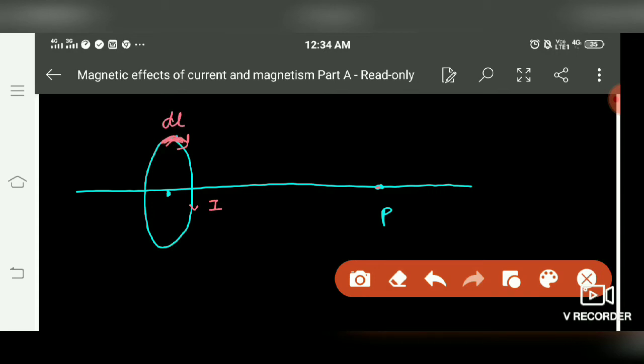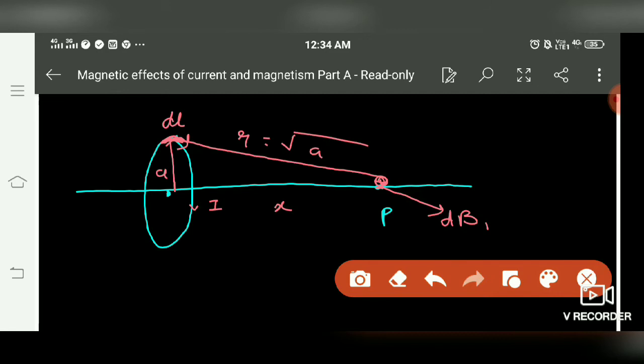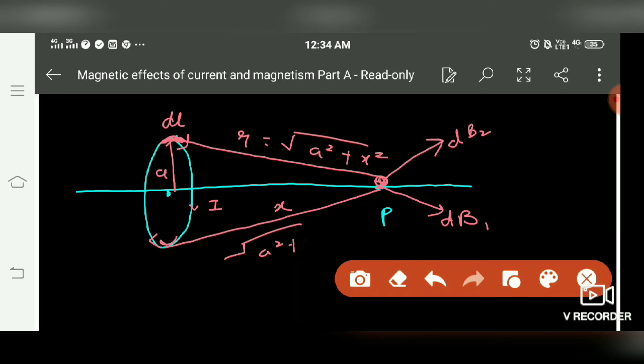Now due to this small current element, the magnetic field is in this direction. This is dB1, and let this distance be a, and let the distance be x. So this is r. r is equal to what? Under root of a square plus x square. Similarly, if we consider this current element, again the field is in this direction, dB2. Again this distance is under root of a square plus x square.